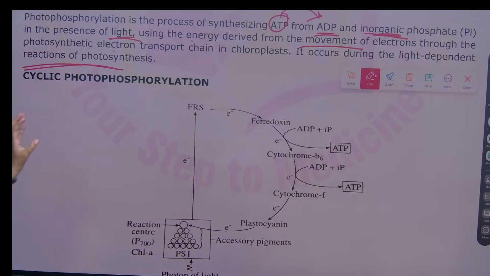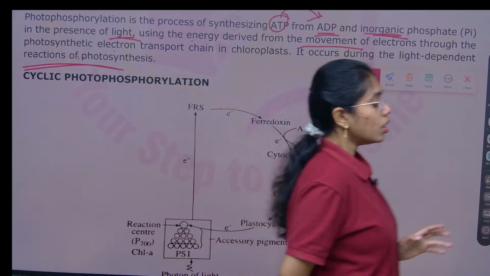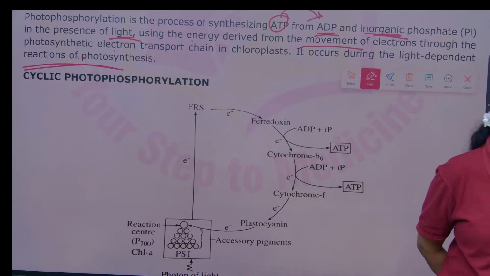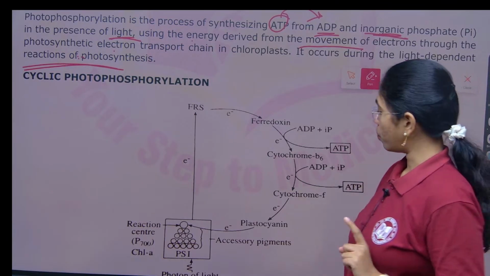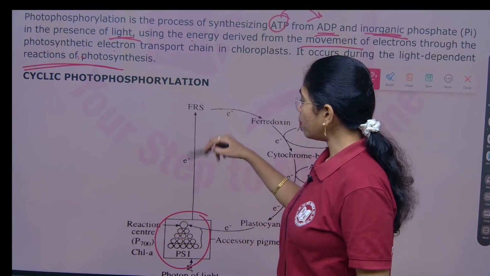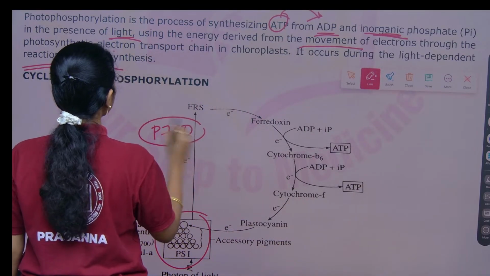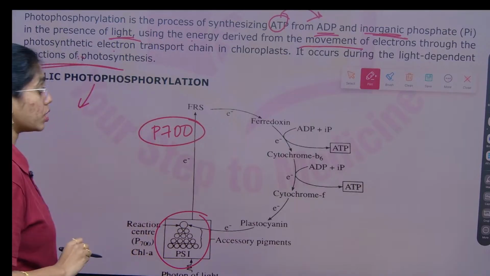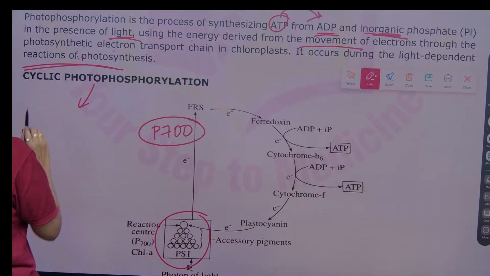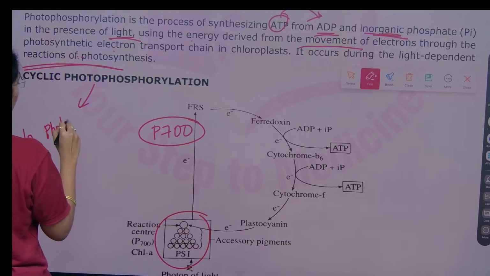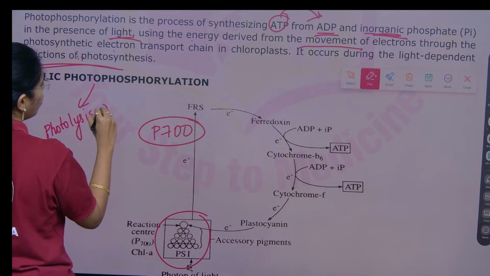This occurs in the light dependent reactions of photosynthesis, and the introductory paragraph is very important even for cyclic photophosphorylation. For cyclic photophosphorylation, only one photosystem is involved, and for this photosystem the maximum wavelength of light is P700. One point to be highlighted in cyclic photophosphorylation is that there is no photolysis of water.